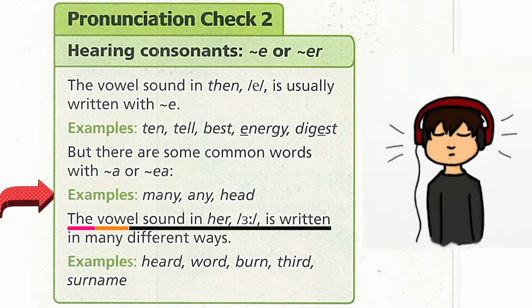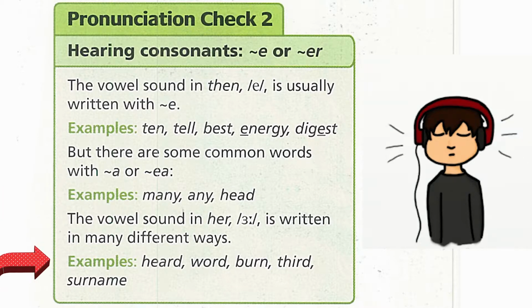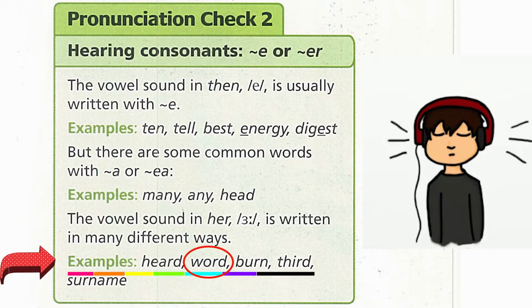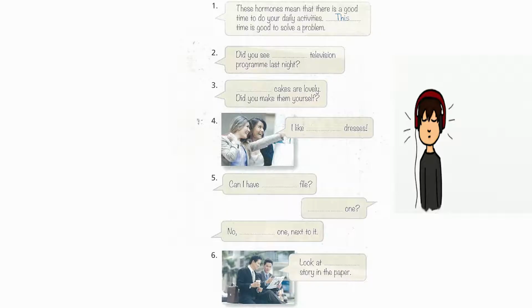The vowel sound in her is written in many different ways. It can be spelled EA as in heard, OR as in word, UR as in burn, IR as in third, or UR as in surname. Now let's go to complete each sentence with the correct word, which is either this or that, these or those.